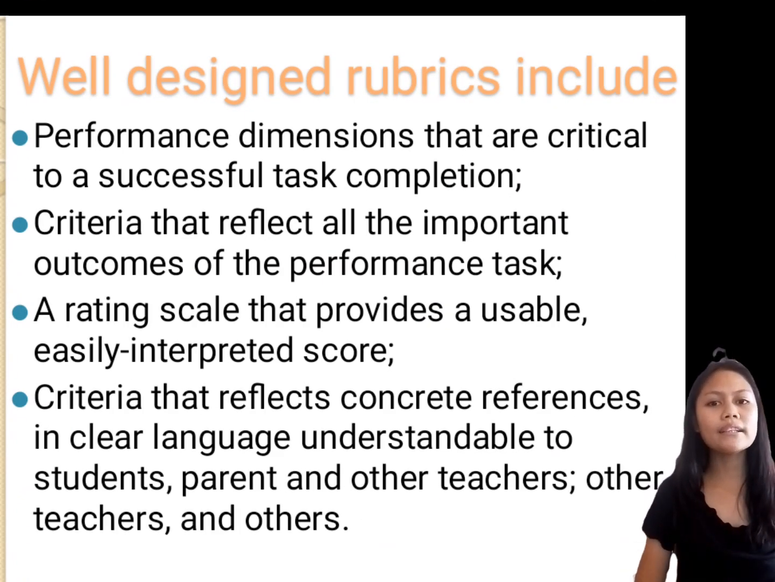So ang kani nga kuan, third one is the well-designed rubrics. So ang kani nga kuan, it is the guide for us in order for us to achieve a well-designed rubrics. So the first one, performance dimension that are critical to access successful task completion. The second one, criteria that reflect all important outcomes of the performance task. A rating scale that provide usable, easily interpreted score. Criteria that reflects concrete references in clear language, understandable to students, parents, and others.